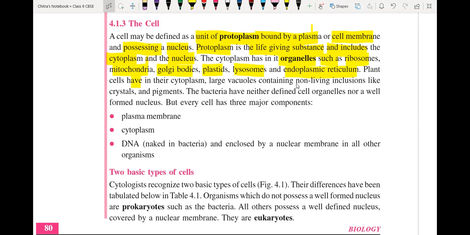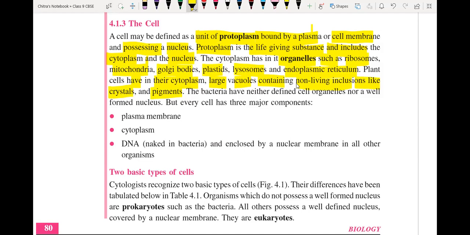Plant cells have large vacuoles in their cytoplasm as compared to the animal cell, containing non-living inclusions like crystals and pigments, and they are responsible for the colors also, like chlorophyll in chloroplasts, which is the green pigment.